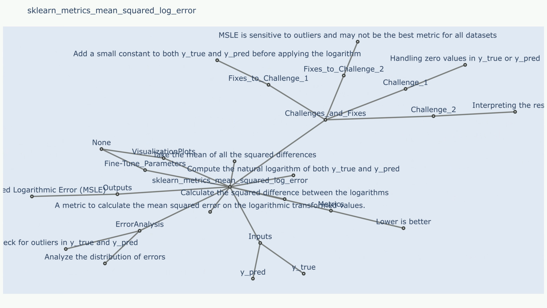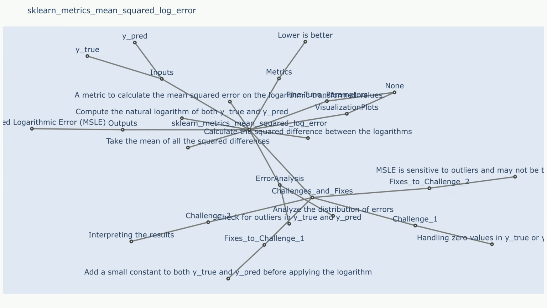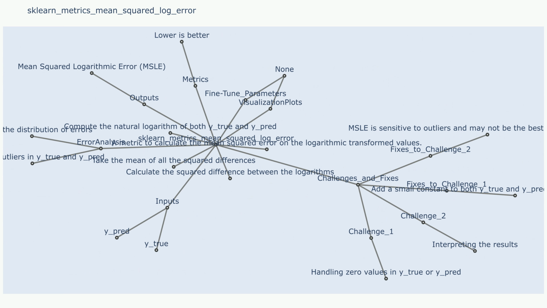Visualization plots. Visualization plot 1: explain in detail the MSLE can be visualized using a scatter plot with the predicted values on the x-axis and the actual values on the y-axis. Visualization plot 2: explain in detail a logarithmic scale can be used for both axes to better visualize the relationship between the predicted and actual values.